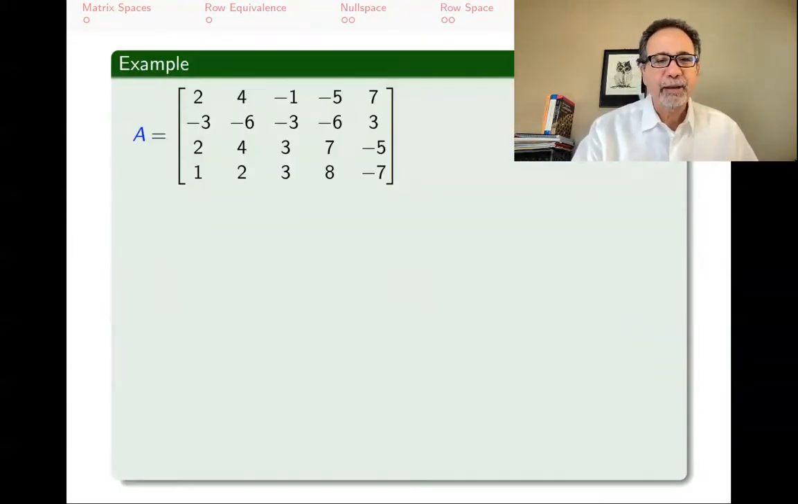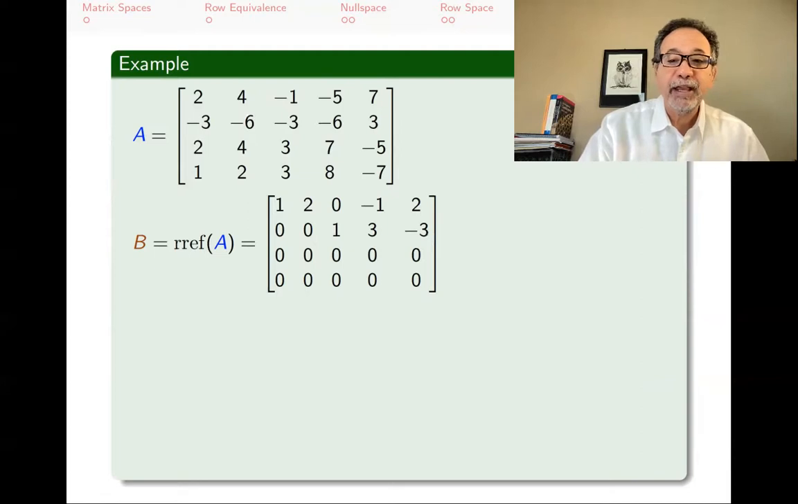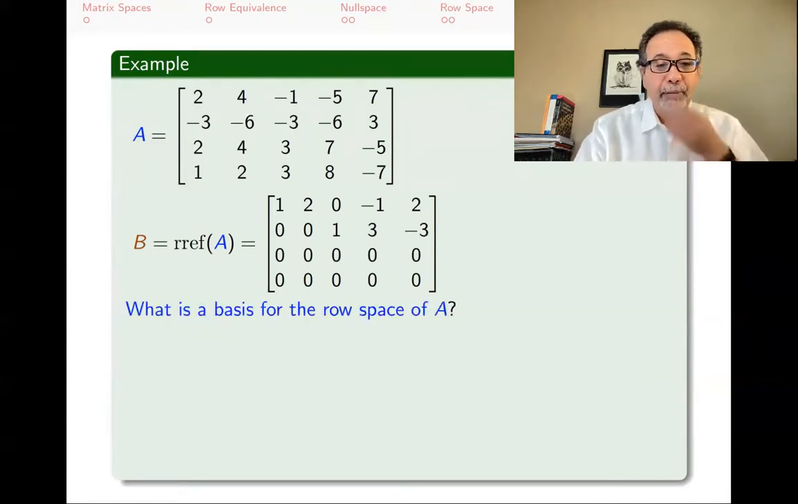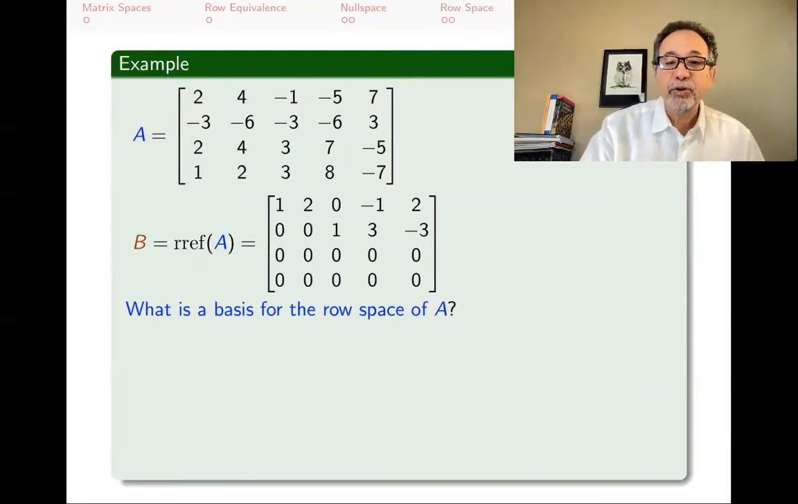We'll see a couple of examples. So here's an example for column space. A is this 4 by 5 matrix, and I find its reduced echelon form, and I get this. So what can I say about its column space? The column space of A and the column space of B are not the same, definitely. But I might ask, so I'm going over everything, what's the basis for the row space of A?